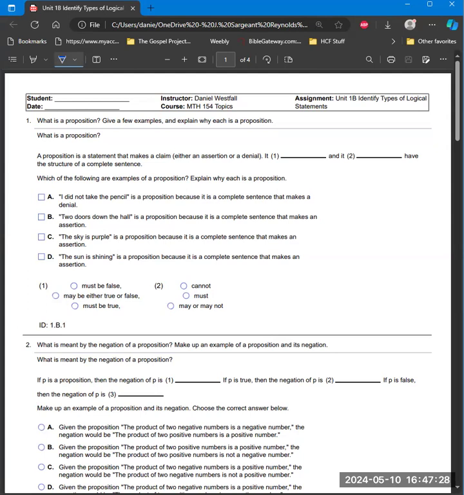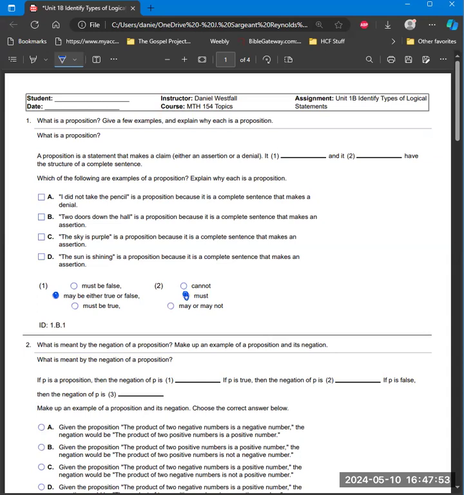A proposition is a statement that makes a claim, either an assertion or denial. It may be either true or false, so it has to have one of those truth values. And it must have the structure of a complete sentence.